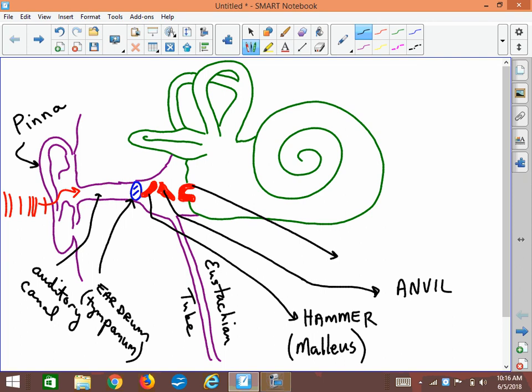Now this is the anvil, and its Latin name is the incus. Incus. And then the last little bone is called the stirrup. Remember I told you it's shaped like the stirrup of a horse saddle, where you put your foot. Or in Latin it's called the stapes. Stapes.